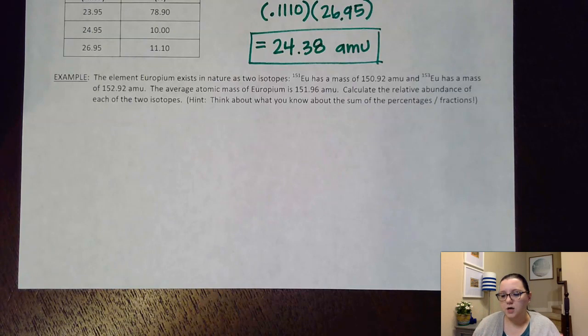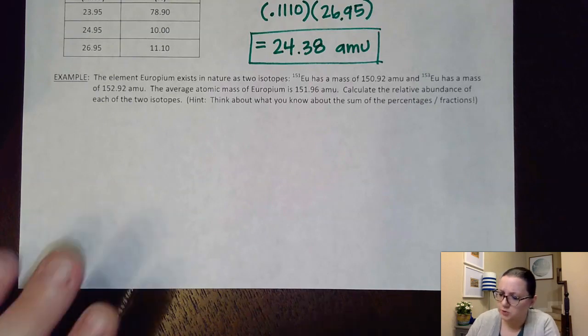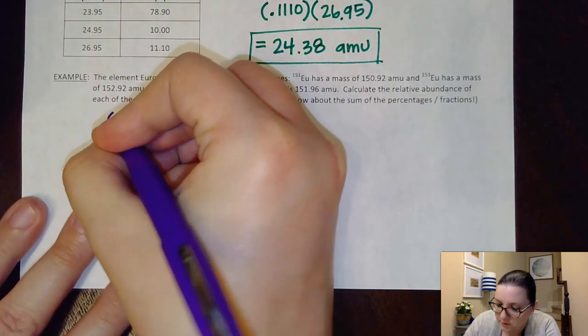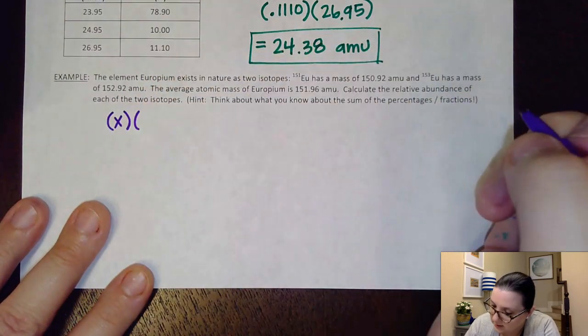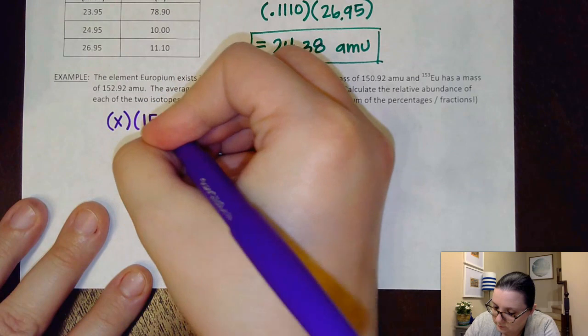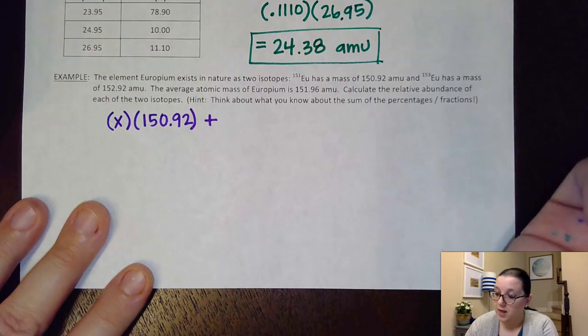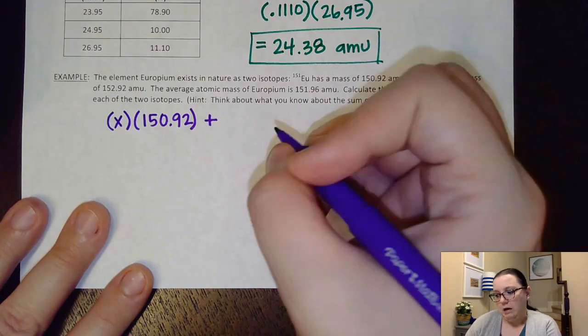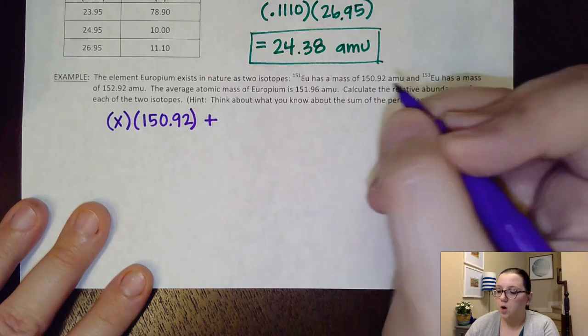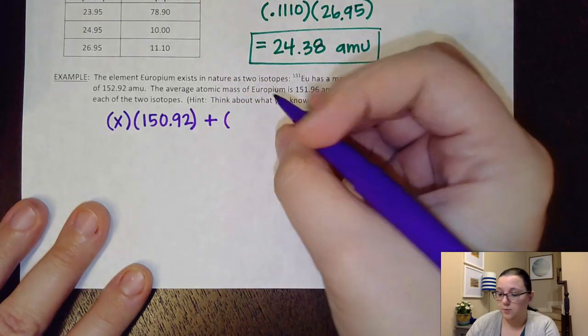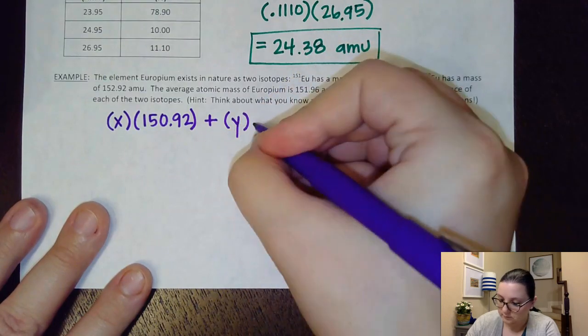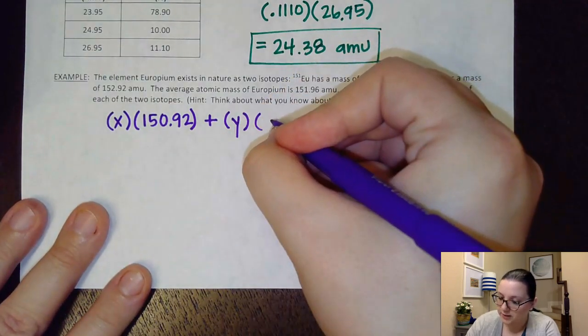So I'm going to start by plugging things in that I know into my formula, okay? I don't know my fractions yet because I don't know the percent abundances. So for now, I'm going to plug in X for my first isotope that has a mass, as it says, of 150.92. And I'm going to add that to my other isotope. Now, I have to be careful here because I have another fraction that I don't know. So I can't use X again because I've already used that as a variable. So here I'm going to use Y with a mass of 152.92.